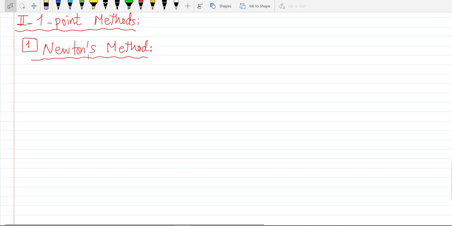And now, let's go to the second part of this video, which is the second category of techniques, which is one-point methods. Let's start with Newton's method. As previously, let's start by explaining how I can evaluate this root graphically first. Then I will show you how I can evaluate this root algebraically.